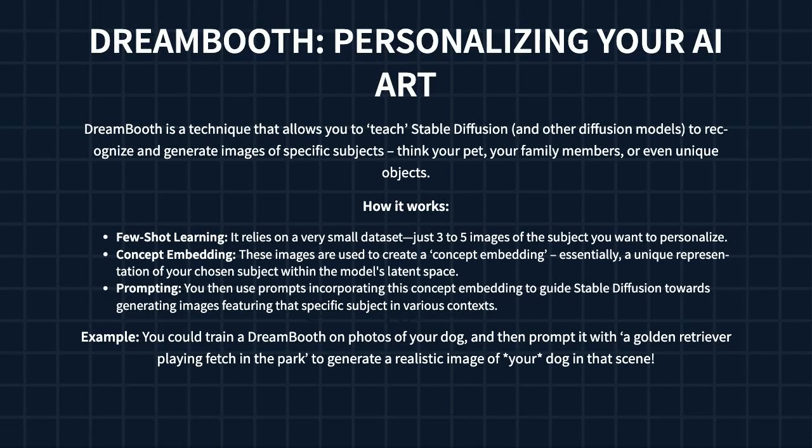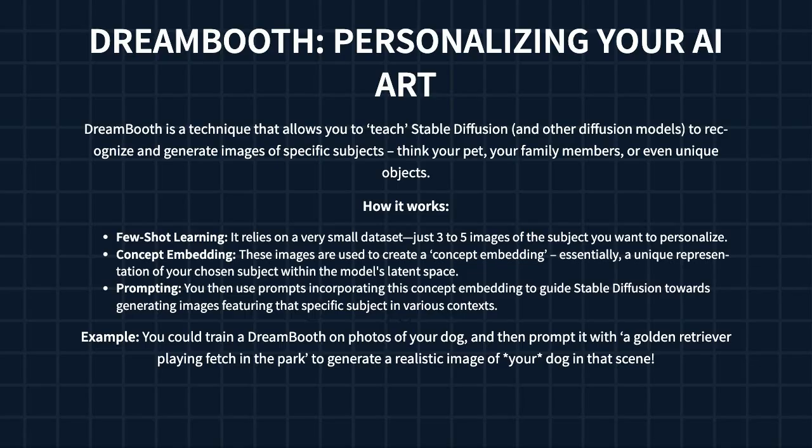Okay, let's talk about DreamBooth. It's a really cool technique for getting Stable Diffusion to create images of things you care about, like your pets or family photos. Basically, it's all about personalization. You don't need hundreds of pictures, just 3-5 will do. The model learns what your specific subject looks like and then uses that knowledge to generate totally custom images based on prompts.